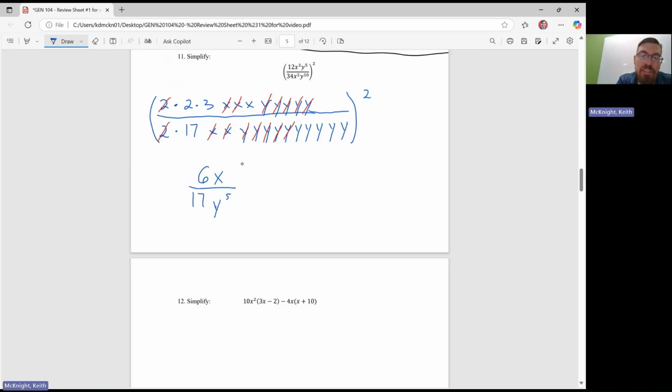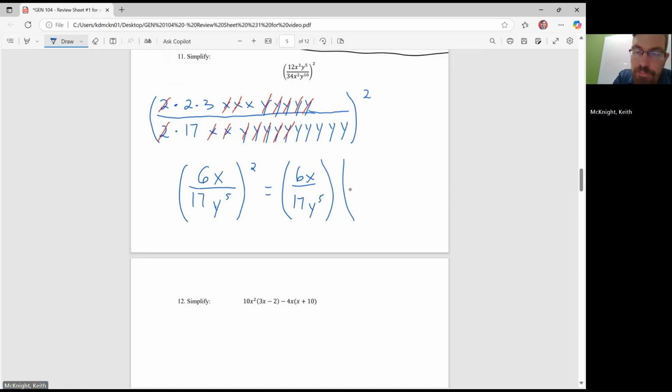Now, this is being squared. We can use exponent rules at this point if we know them. But if we don't know them, we actually don't need them to solve this. What you could do is just write this thing out. If we're squaring something, that means we're going to multiply it by itself. So this is going to turn into 6x over 17y to the 5th times itself. And then we just get to multiply straight across.